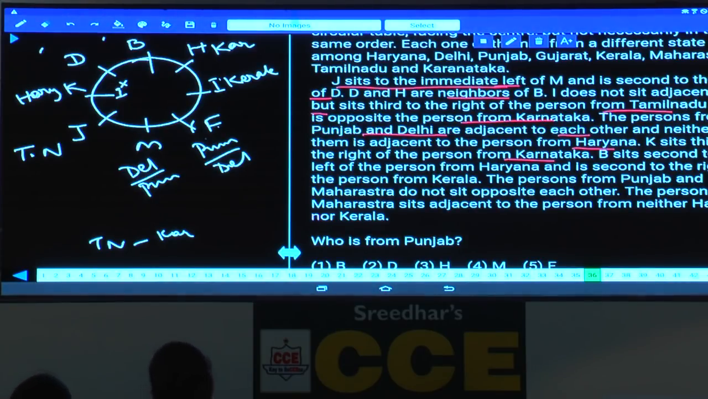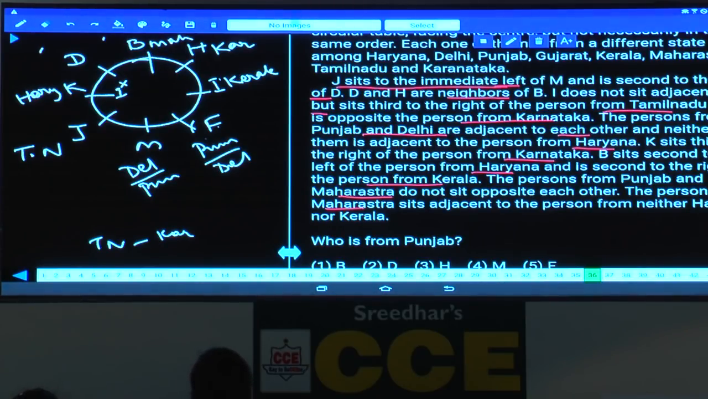Then B sits second to the left of the person from Haryana, and is seated second to the right of the person from Kerala. We have taken this one. The person from Punjab and Maharashtra do not sit opposite to each other. Punjab and Maharashtra are not opposite to each other. The person from Maharashtra sits adjacent to the person from neither Haryana nor Kerala. Isn't it? Neither Haryana nor Kerala. Who is this person here? Maharashtra is not adjacent to Haryana and Kerala, hence who is from Maharashtra here? Now B is from Maharashtra.